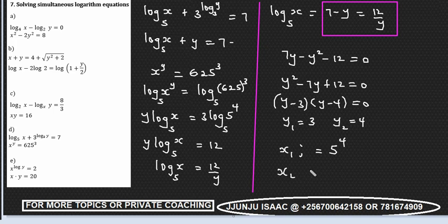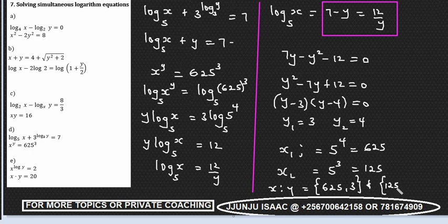And x2 will be equal to 5. Now when I use this y2 and I divide 12 by that, I get 3. Take 5 this side, we shall have 5 power 3. So this gives us 625, and this gives us 125. So for x and y, we have two solutions. When x is 625, y is 3, and when x is 125, y is 4.